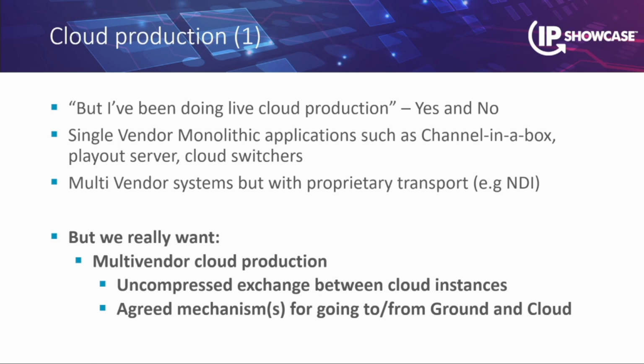A lot of these cloud production systems are single vendor monolithic applications, channel in the box, the lowest hanging fruit, playout servers, cloud switches. They do everything monolithically. Or you can do multi-vendor, but with some kind of proprietary transport, NDI being the most popular. Others do exist. But what we really want is an open standard for multi-vendor cloud production. Uncompressed exchange between the cloud instances. So I send to you, you send to me, but we know how to do it. And an agreed mechanism for going to or from ground and cloud.